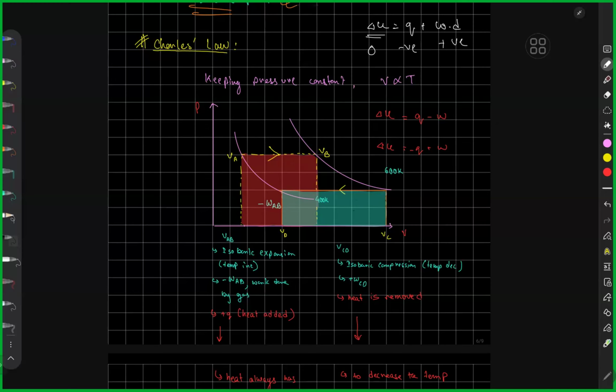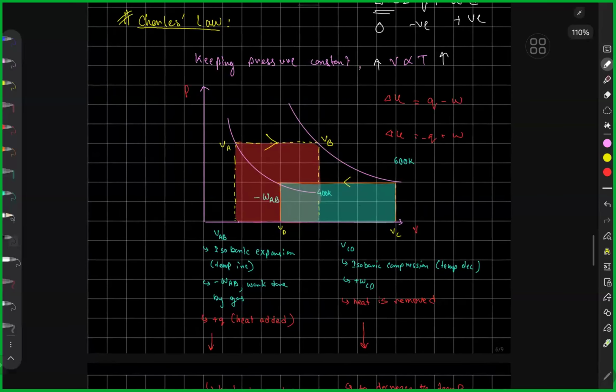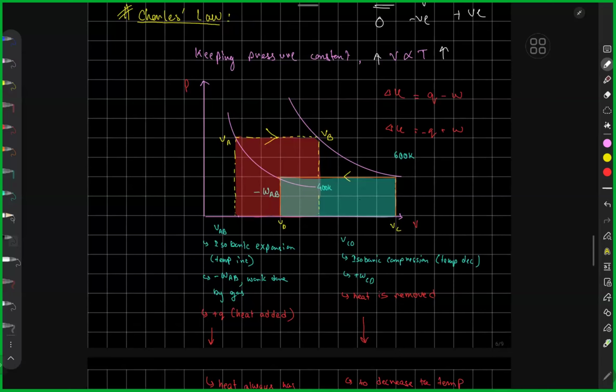Great. If V is proportional to temperature, that means if I change the volume, temperature changes. If I increase the volume, temperature increases. Got it? This is the proportion. Keep this in mind. Now let's take a look at the same two graphs. I have a 400 Kelvin graph and I have a 600 Kelvin graph. Same as before.